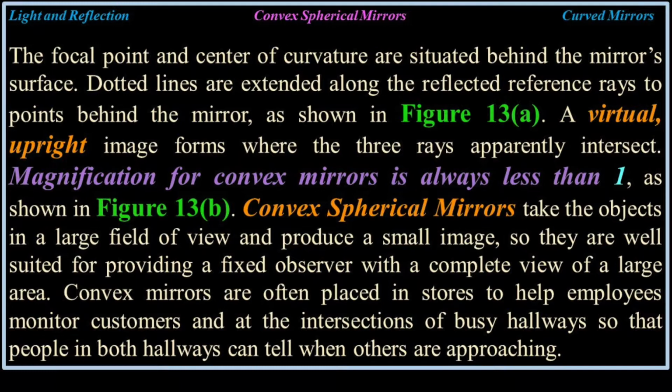Convex spherical mirrors take the objects in a large field of view and produce a small image, so they are well suited for providing a fixed observer with a complete view of a large area. Convex mirrors are often placed in stores to help employees monitor customers and at the intersections of busy hallways so that people in both hallways can tell when others are approaching. They're also big in parking garages and around tight corners.